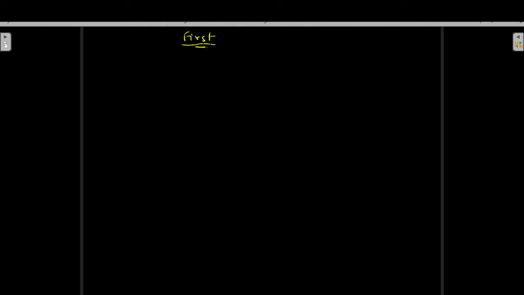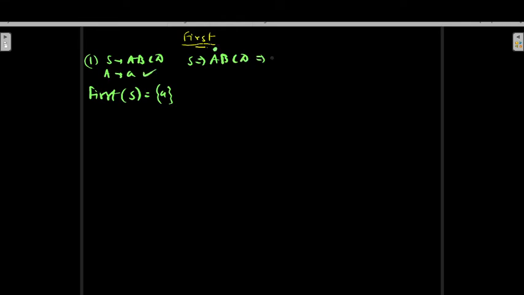Hello, let us see an example that will be used to generalize the first calculation. Consider that S produces ABCD and A produces small a. In this case, the first of S will be small a. How? Because S produces ABCD. Now this capital A produces small a, so it will be abcd. So you can see all the strings generated by S will have a in the first, so first of S will be small a.